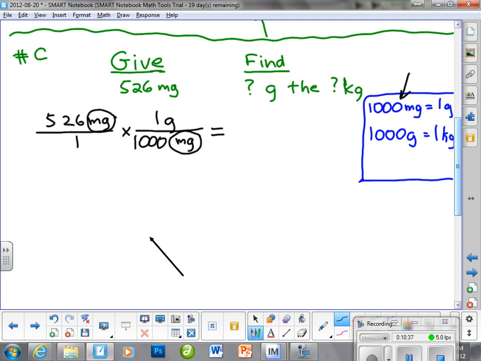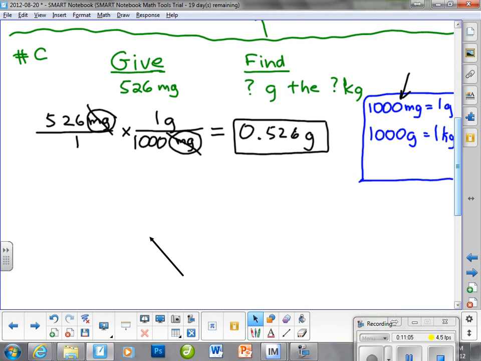The question was, do I want to cancel out milligrams? I definitely do. And now, if I divide that by 1,000, that moves the decimal over 3 to the left. Is everybody okay with that? Yeah. So we're at 0.526 grams now. It's not milligrams anymore. And that's my first answer.